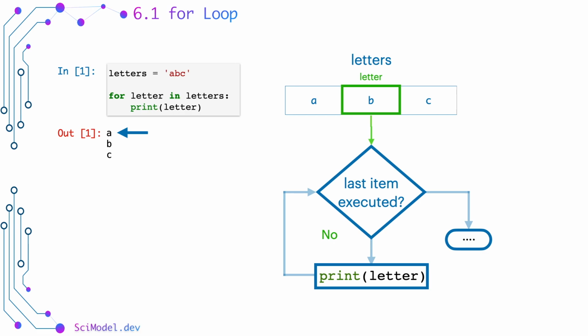Since character B is not the last element in the letters sequence, the expression is executed and the character B is printed. After executing the expression, the variable letter updates its value to the next element in the sequence, so the value of the variable letter is the character C. Since the expression for character C has not been executed yet, it is executed and the print function prints the character C. Lastly, since there are no more elements to update the variable letter, the execution of the for loop stops.